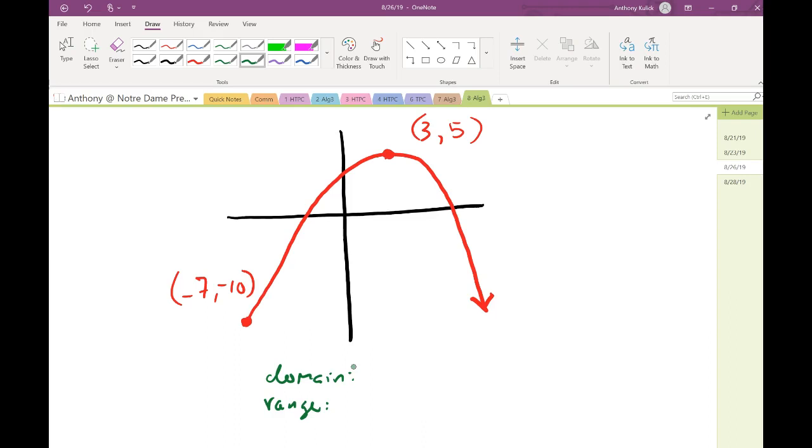So let's write down the domain here. What's the lower bound for the domain here going to be? -7. Very good. The upper bound should be, it's not going to be 3.